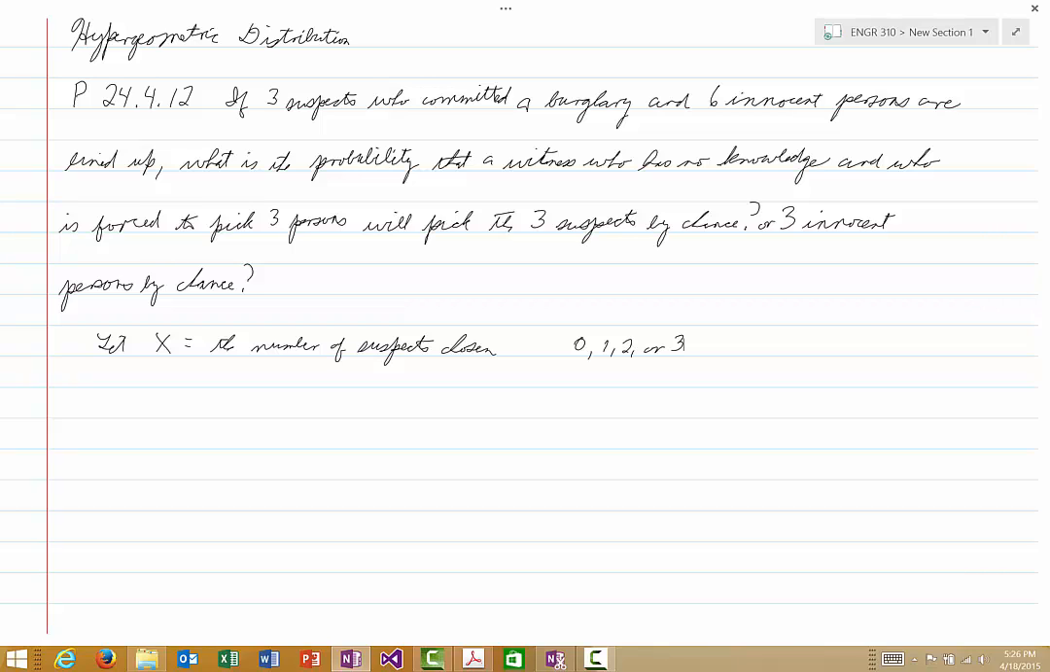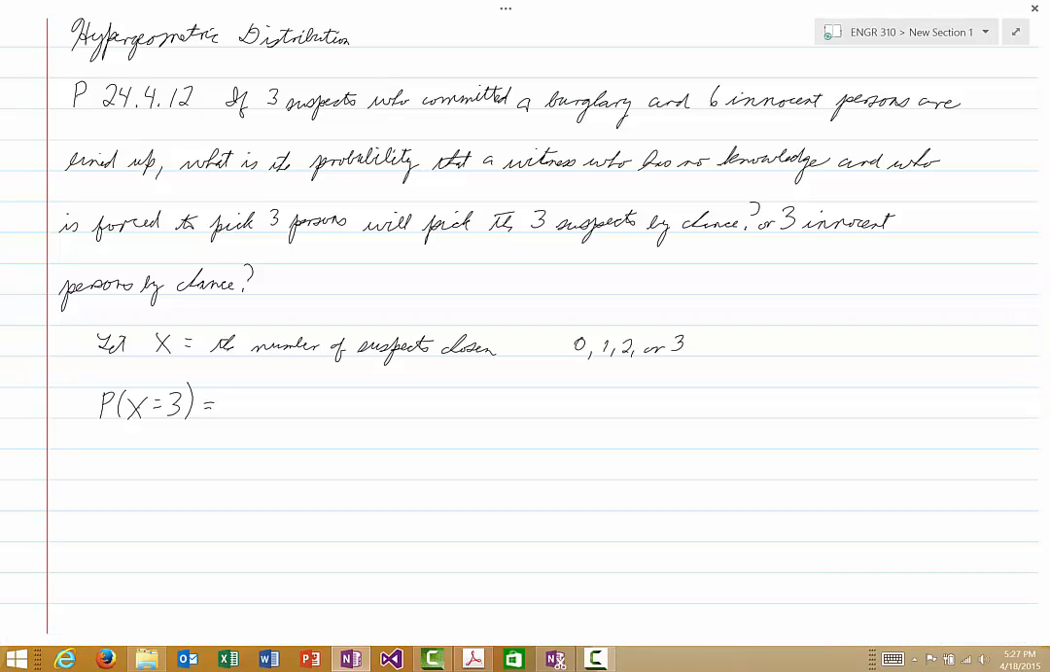Now, I think the 2 questions that are asked in this problem can be answered fairly easily. Let's try that at first. So, the first question is, what is the probability of picking all 3 suspects? So that's the probability that x is equal to 3. And I think that you can probably solve this one pretty easily.